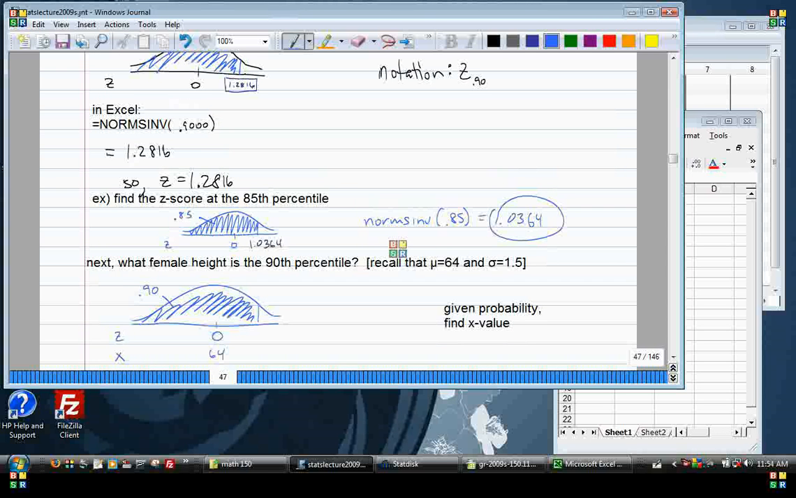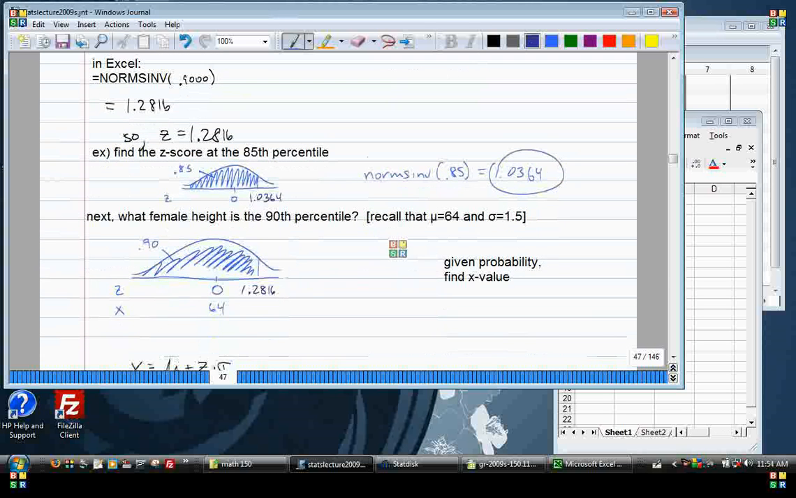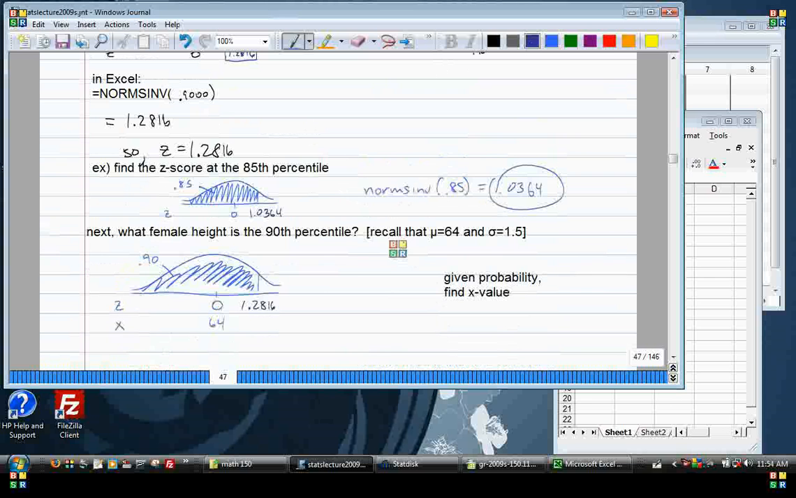Yeah, and didn't we just do this? We need to find the z-score, but we just did that in a separate problem. So the z-score that we need is 1.2816. And now what do we need to do? Yes, but you're giving me the formula for z equals. And we're trying to find x, and we have a formula for x equals, and what is it?